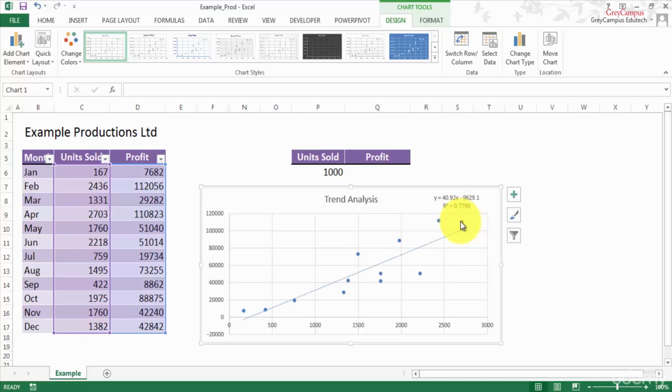So if these dots fall exactly on the trend line, then this R square will be 1. This means the coefficient of determination will be 100%. If it is 100% or 1, then we can say that it is absolutely correlated. But in our case we see it is 77.96%, which is also a good number to start with.